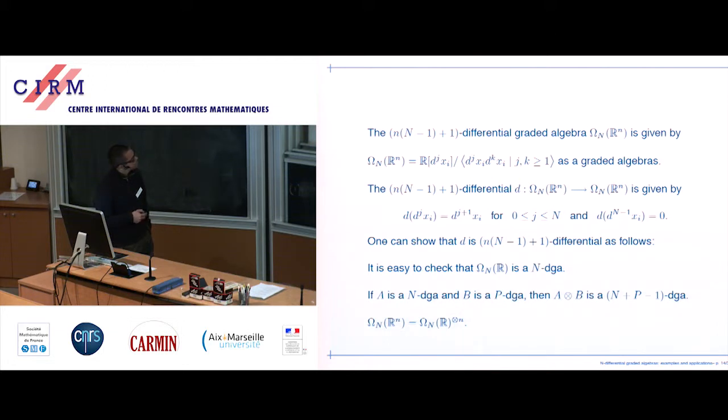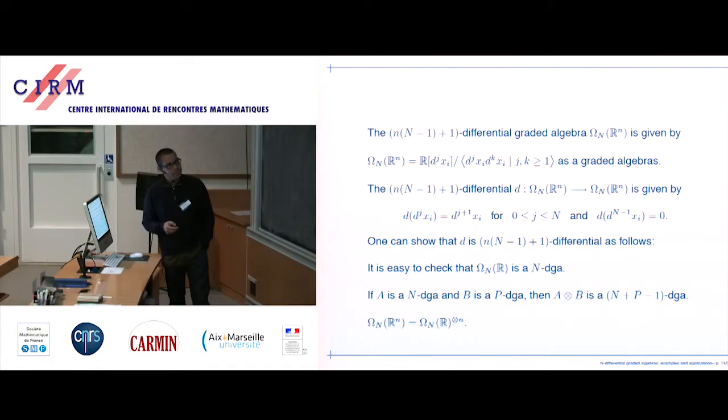And you can check that, as I said at the beginning, if you have an n differential graded algebra and a p differential graded algebra, then the tensor product becomes an n plus p minus 1 differential graded algebra. Then you use the fact that the forms on R^n are the same as the tensor product of the forms on each direction.